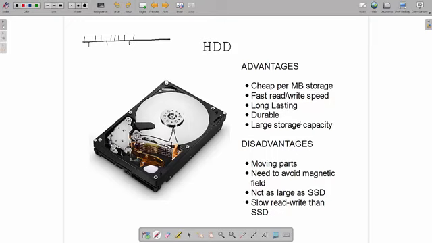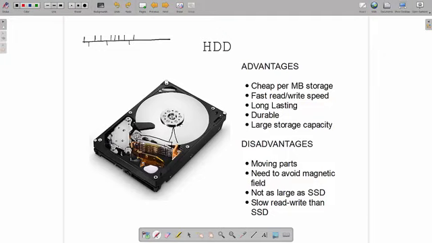They've got a fast read-write speed compared to things like CDs and DVDs. They are long-lasting, and they're generally quite durable. If you ever open one up, they are immediately destroyed, but generally, unless you open it up, they're relatively durable. They have a large storage capacity. You can get these now in terabytes quite cheaply. And as it says here, they've got a cheap per megabyte storage. So what we mean is the amount of money, the amount of dollars or euros or pounds that you're paying per megabyte is quite low with one of these. The disadvantages are that they've got moving parts.